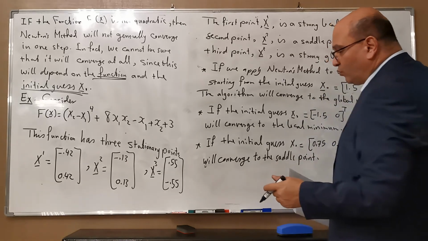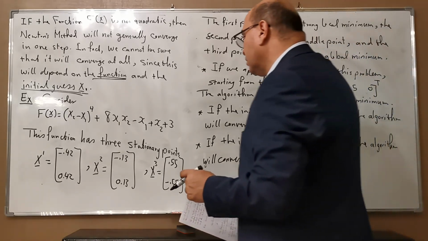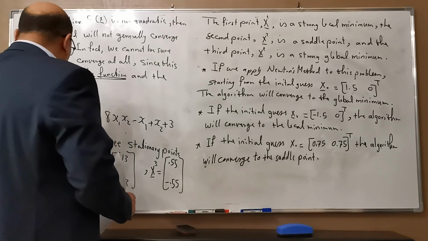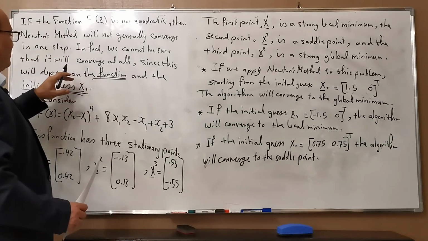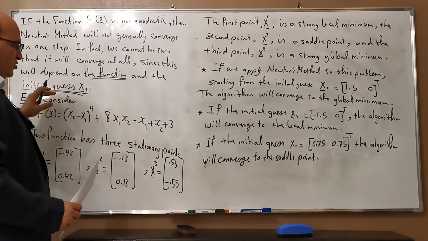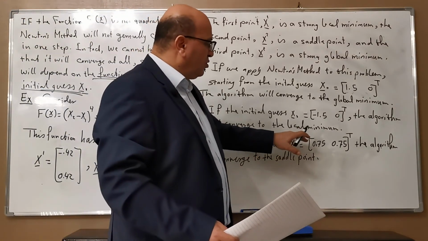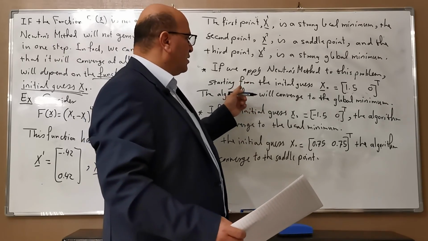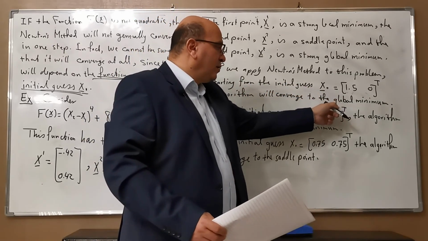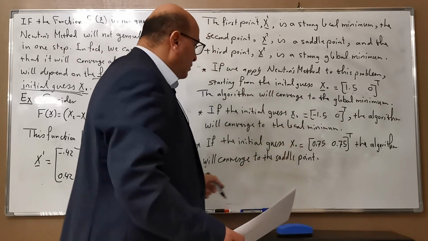So this is a drawback actually for Newton's method. The first drawback is it's dependent on the function itself and the initial guess. So sometimes if you choose the initial guess right, you are lucky and you go to the global minimum, but sometimes you will not.